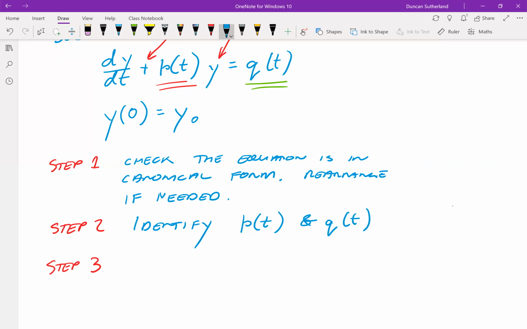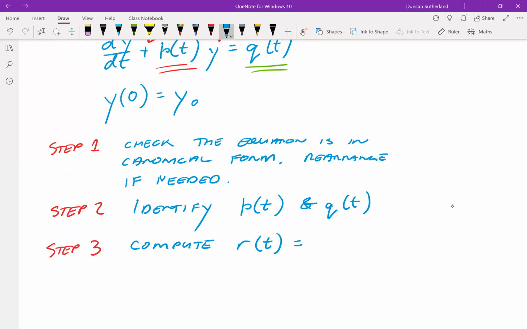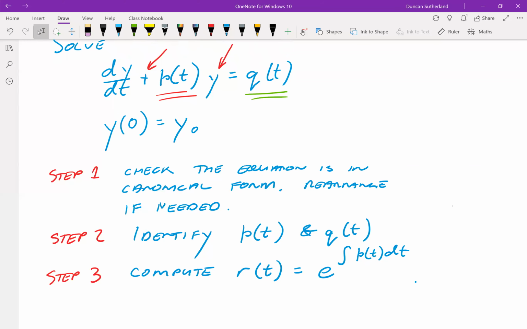Step 3, compute R of t. We know what our integrating factor is. We know that it's always going to be e to the integral of p(t) dt. We simply have to integrate p. Once we've identified it, we integrate it, and we take that result and put it in the argument of an exponential.